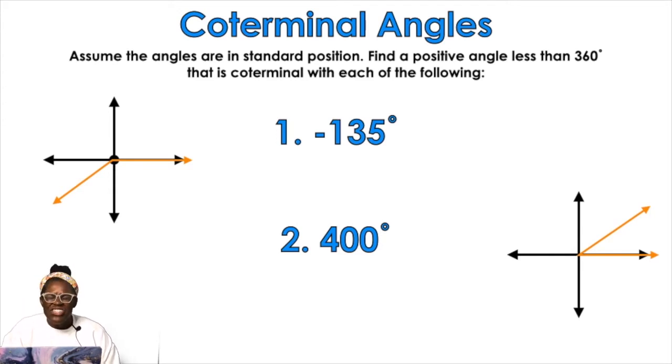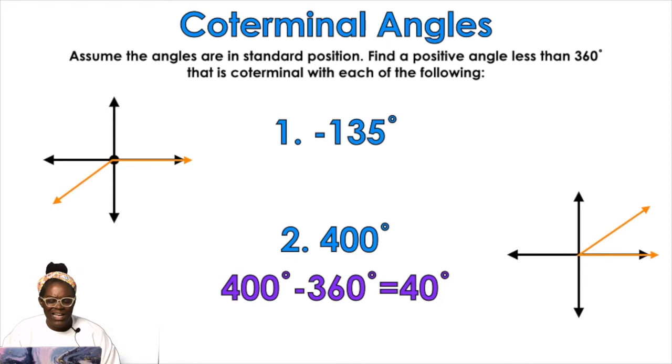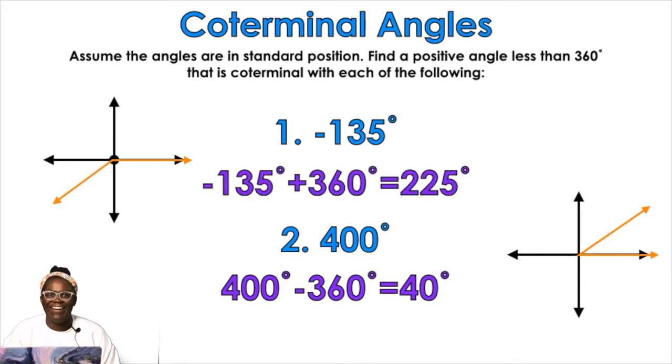If you said add, you're correct. Why are these out of order? It's making me mad. So I'm going to add 360 to get 225. So then we have 400, and 400 is bigger than 360, so we're going to subtract.